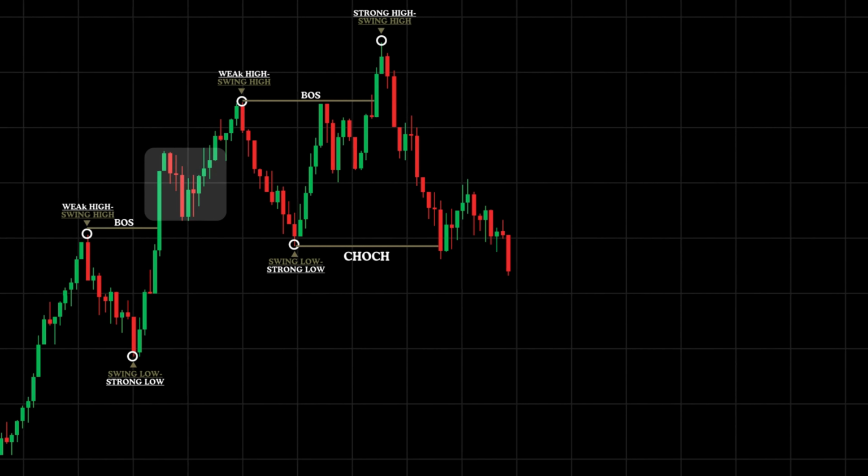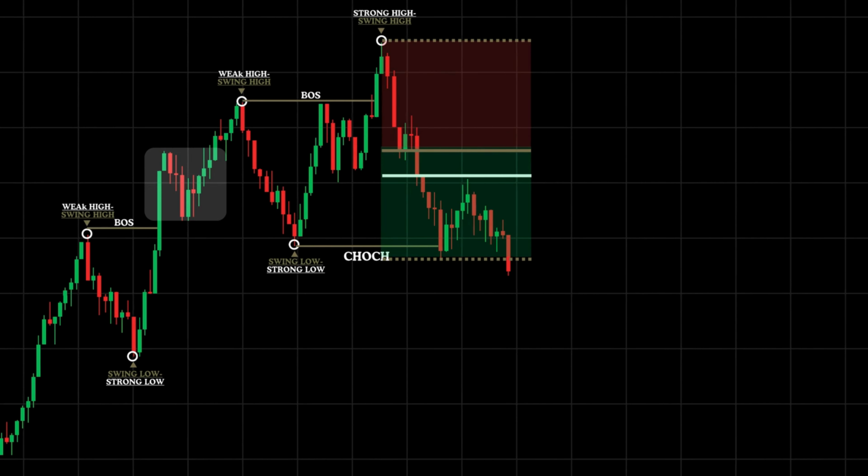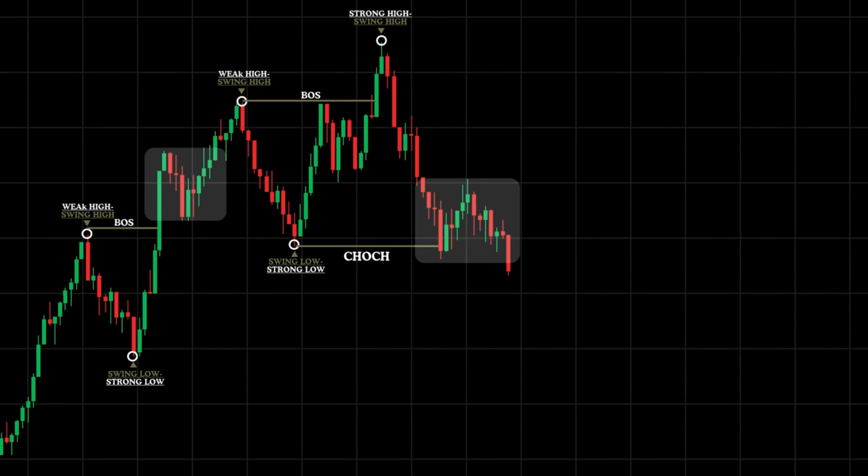Let's keep tracking. Price pulls back slightly. We draw Fibonacci from the new strong high to the low of the pullback. This time, price doesn't touch the 38.2% level, so again, it's not a valid pullback, it's just noise or a minor continuation. After some time, price moves lower.